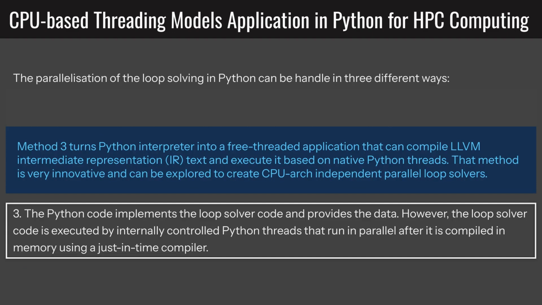Method 3 turns Python interpreter into a free-threaded application that can compile LLVM intermediate representation, IR text, and execute it based on native Python threads. That method is very innovative and can be explored to create CPU arch-independent parallel loop solvers.